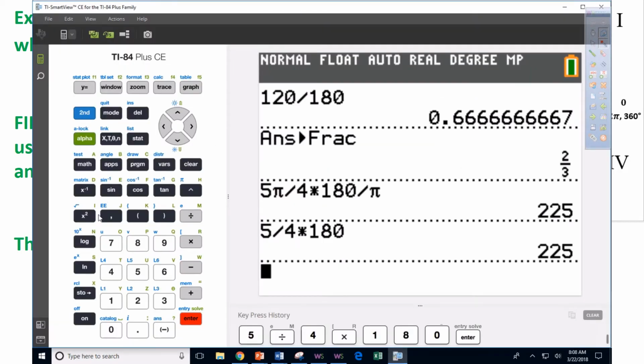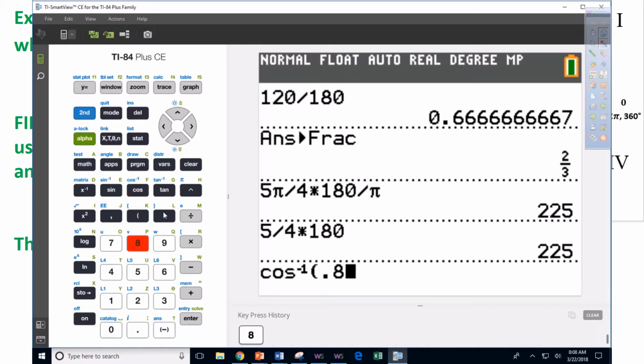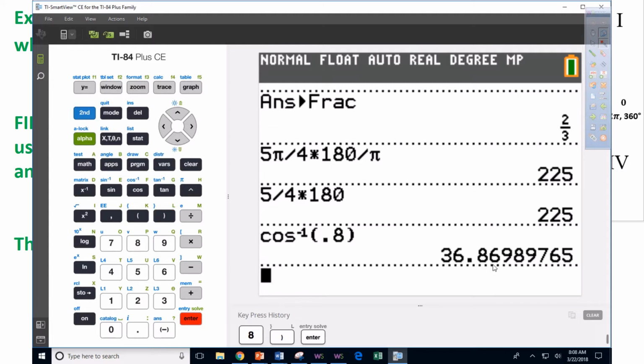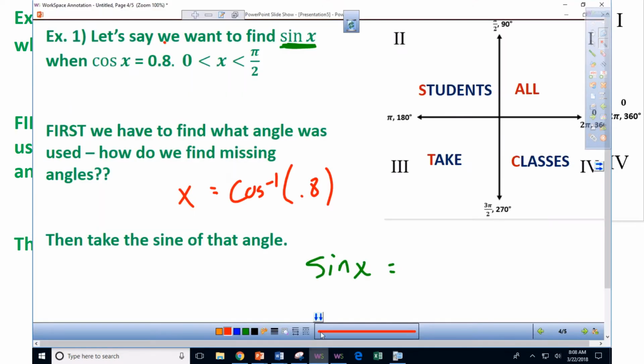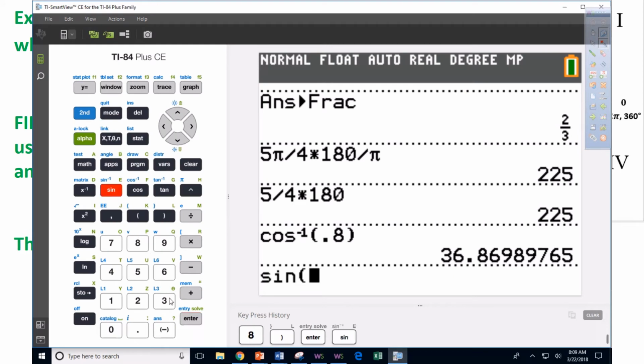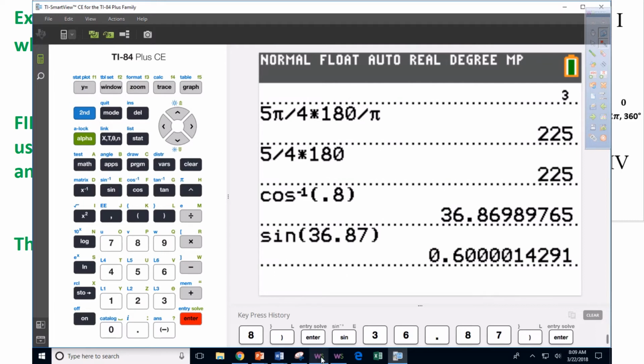Go over to our calculator, you go second cosine 0.8. That takes the inverse cosine of 0.8. I got 36.87. So we'll say x is 36.87-ish. Now I know what x is, so I plug in that, and I can just plug in sine of 36.87. Sine of 36.87. So my answer ends up being 0.6.